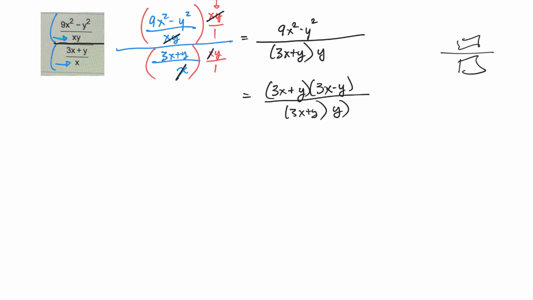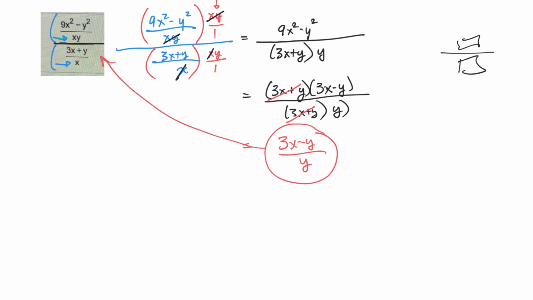Do you see why I factored that? So for sure now I can cancel this with this. So my final answer will be 3x minus y all over y. Done. So that's the simplification of that one. Those are good questions. Keep asking them.